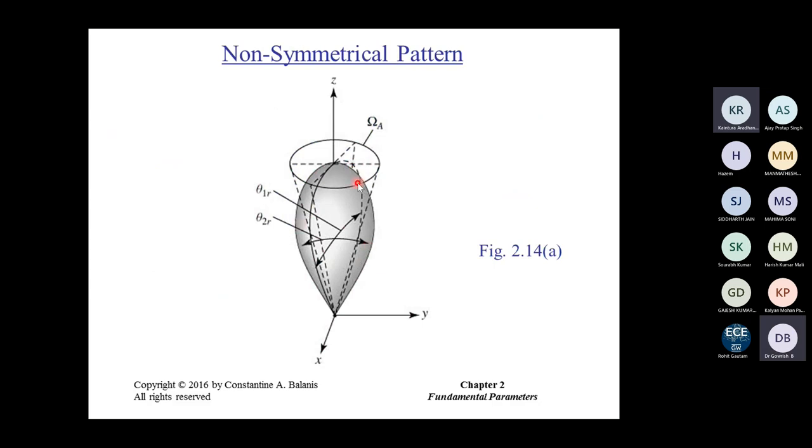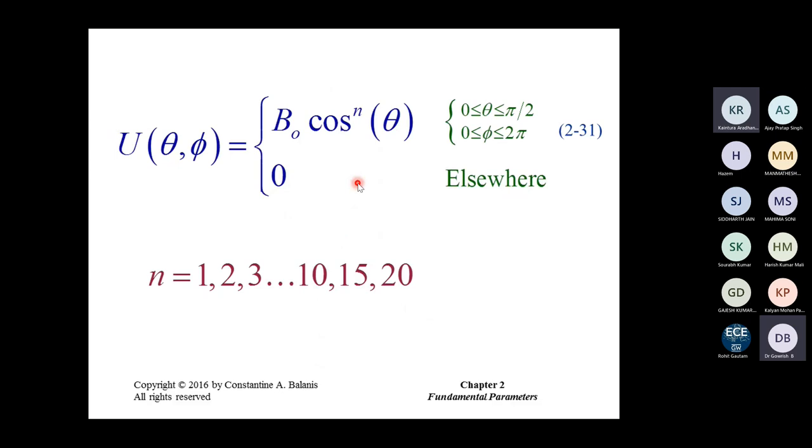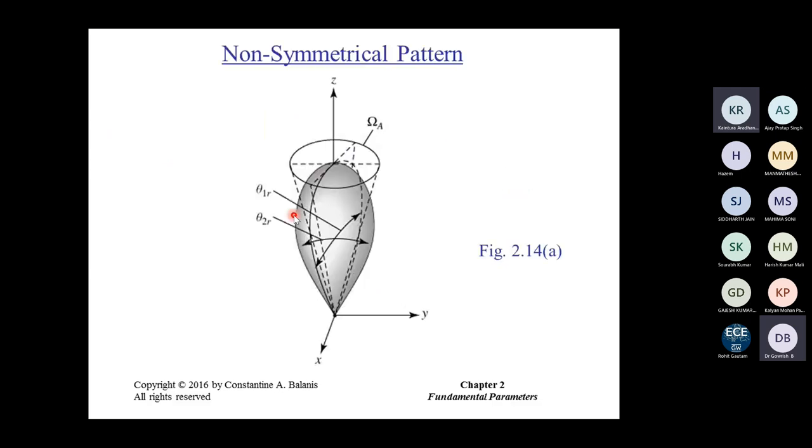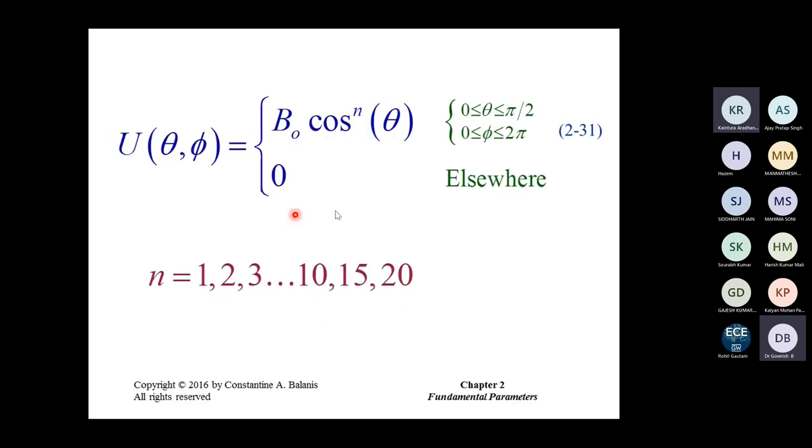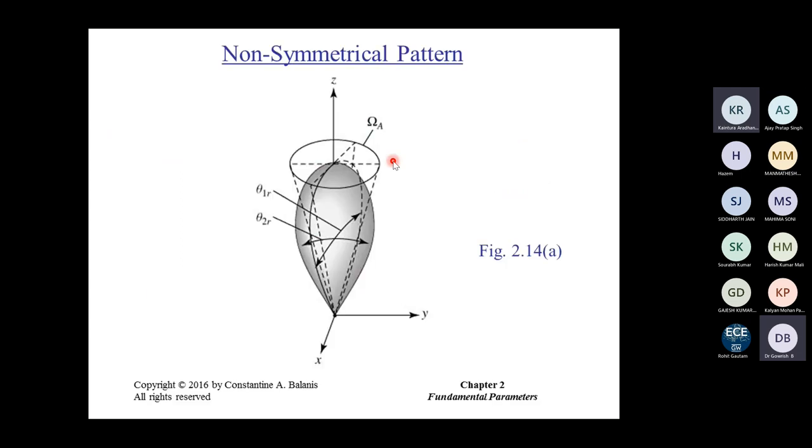But one important point to note here is this expression doesn't account for side lobes, especially beyond theta equal to 90 degrees. Any side lobe beyond theta equal to 90 degrees, this expression doesn't account for. So it's an approximation. Like any mathematical tool, any analytical means of analyzing the antenna, this is an approximation.